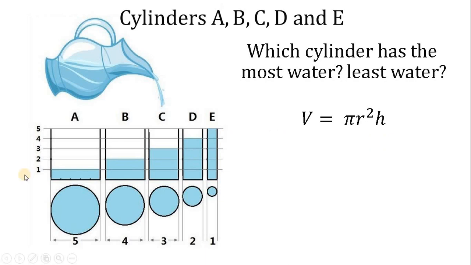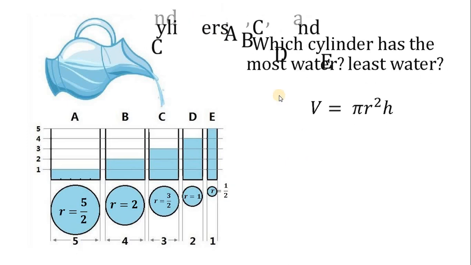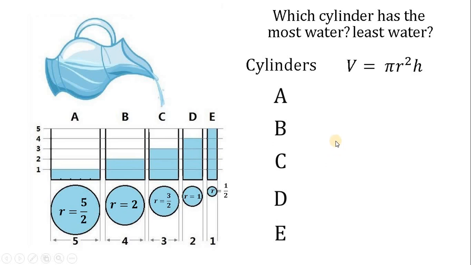Now, since we want the radius, take note that cylinder A has a diameter of 5. Therefore, its radius is half of 5, or simply 5 over 2. The radius of cylinder B is half of 4, or simply 2. The radius of cylinder C is half of 3, or simply 3 over 2. Cylinder D has a radius of 1. And the radius of cylinder E is just 1/2. So the radius of A is 5 over 2, B is 2, C is 3 over 2, D is 1, and E equals 1/2.